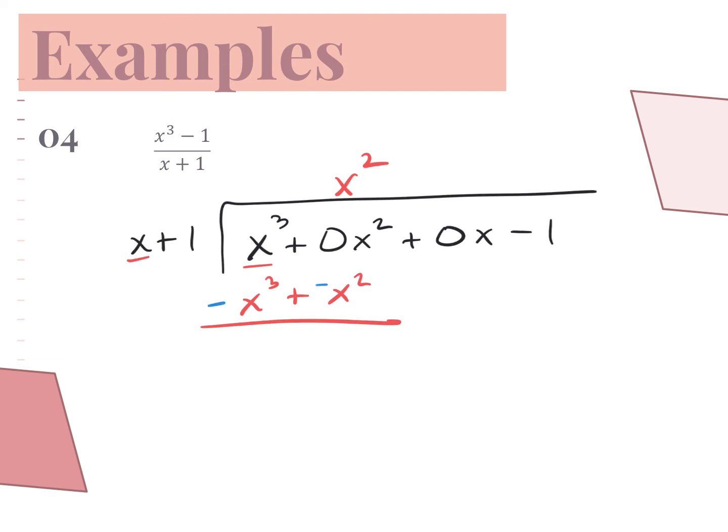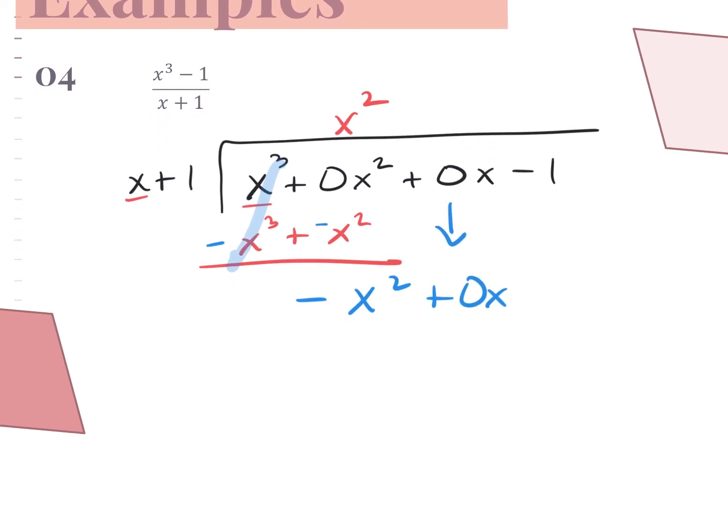The x cubes cancel out. And then 0 plus negative x squared gives me negative x squared. Bring down the next term. What am I going to multiply x by to make it a negative x squared? I'm going to multiply it by a negative x. I'm going to distribute it. Negative x squared minus x. Change the signs to opposite. The x squareds cancel out.